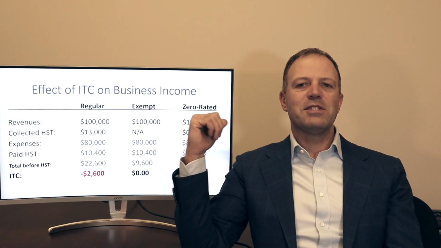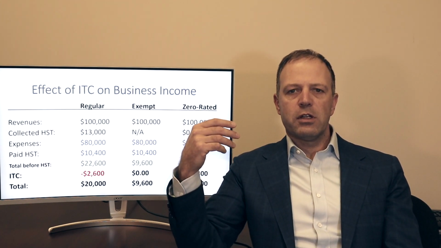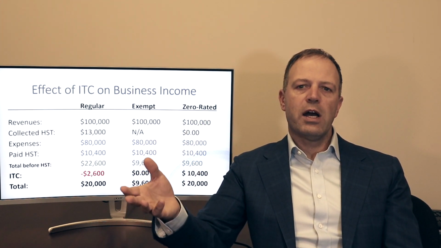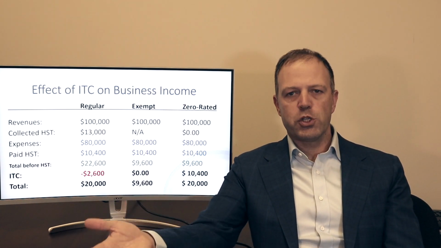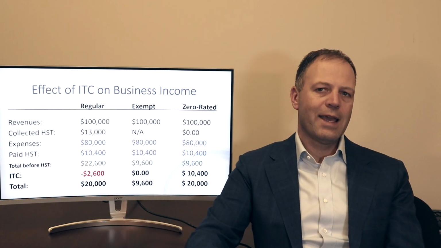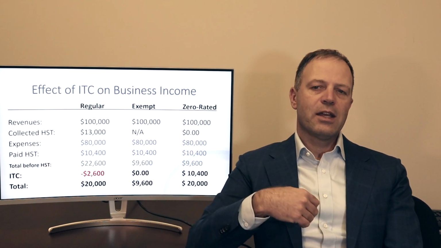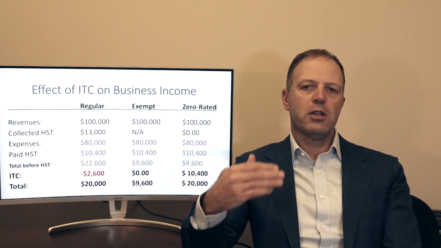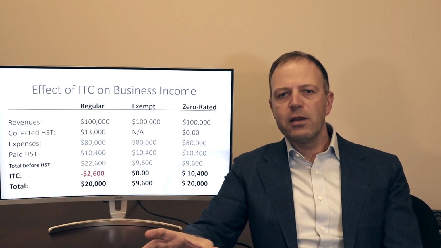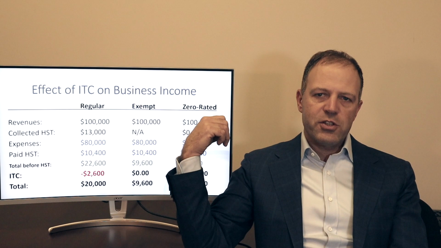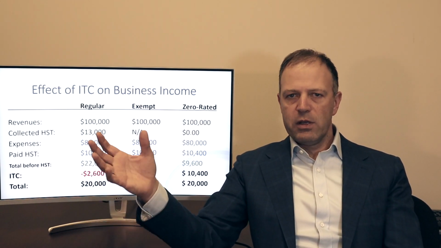At the same time, the zero-rated business will report overpayment of $10,400 of HST, because that's what it paid for the purchase of services and goods while not collecting anything at all. All its sales were zero-rated sales, and it will claim the credit back, which means it will get back at the end of the reporting period $10,400 from the government, ending with both the regular and HST zero-rated businesses having on hand $20,000 of profit.